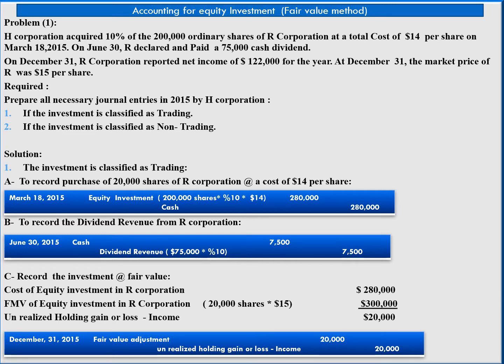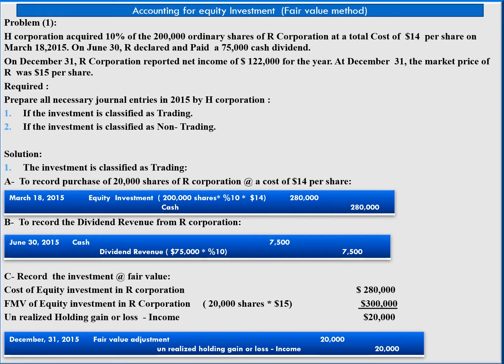So we compare the fair market value and the carrying value of the investment. Any unrealized holding gain or loss resulting from this comparison will be recorded as part of the income statement in case of equity investment held for trading. Unrealized holding gain or loss will be recorded as part of the OCI if it is related to equity investment non-trading.